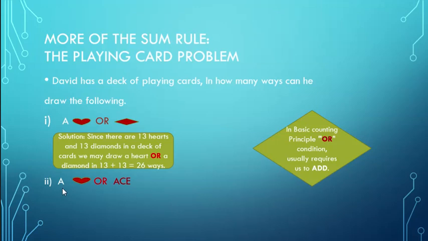How about another question, a heart or an ace? Since we have 13 hearts and 3 aces in a deck of cards, we may draw 13 plus 3 aces, which equals 16 ways.